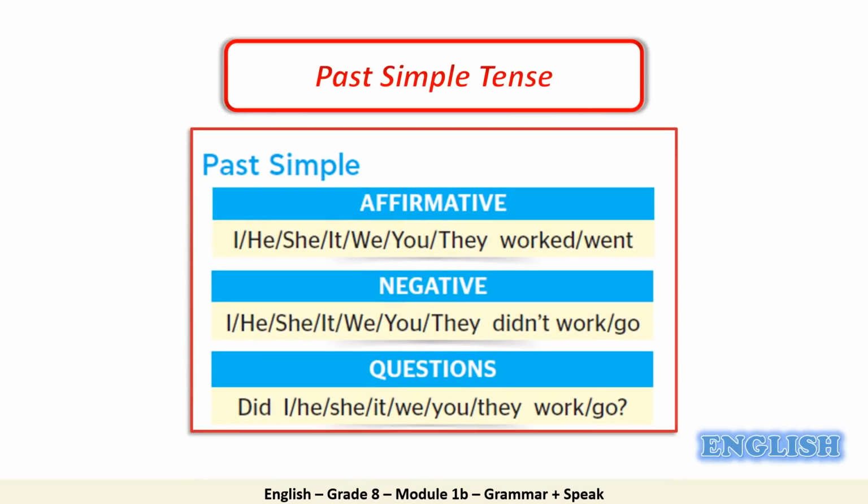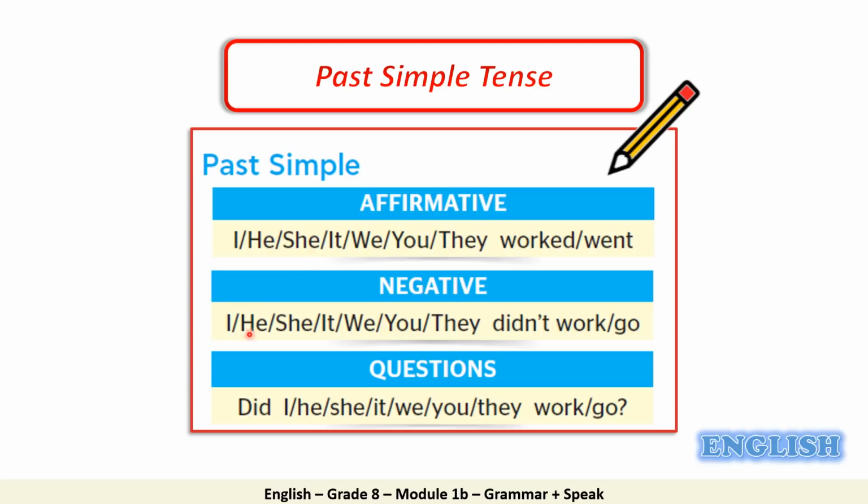Keep in mind that we form the affirmative past simple tense with the subject plus the past simple form of the verb. We can use the same verb for all subjects and say, I worked, he worked, she worked, we worked, you worked, and they worked. You don't have to change it.